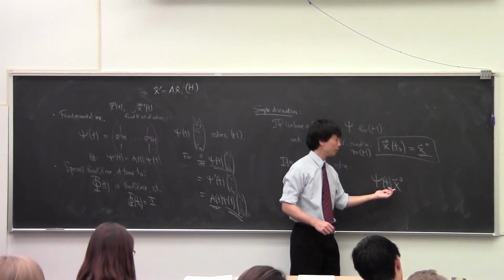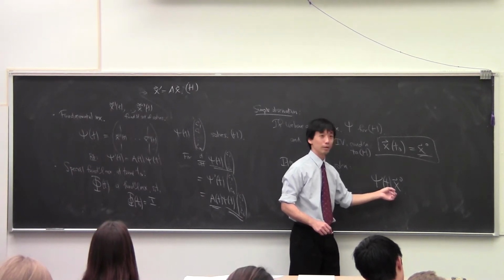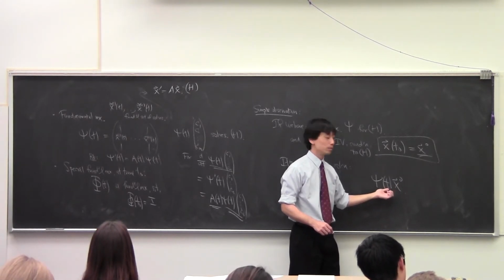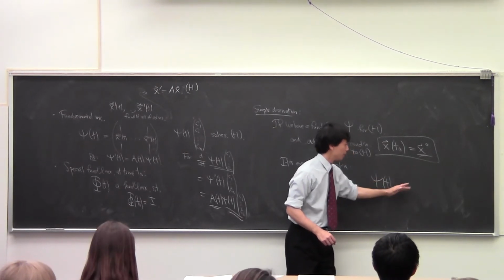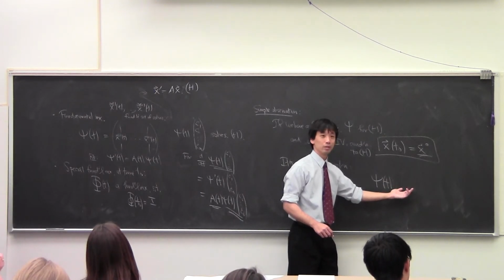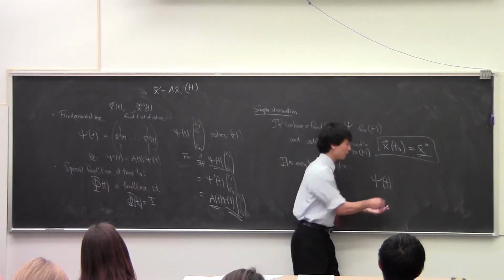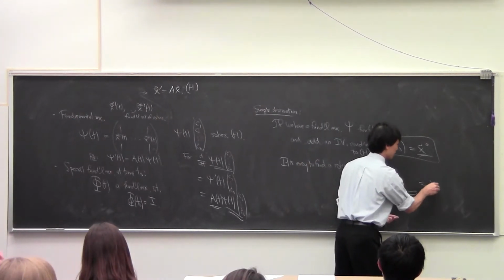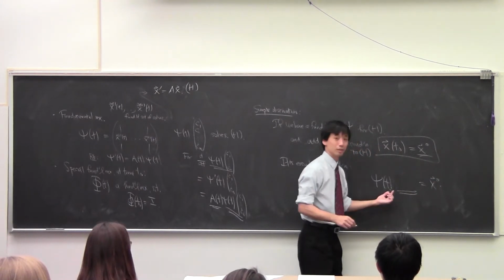So how can I toggle this so that I do get x naught? Maybe I don't want to multiply it by x naught, but by some other vector, so that at time t naught, I get x naught. What vector should I multiply by to get x naught at time t naught?